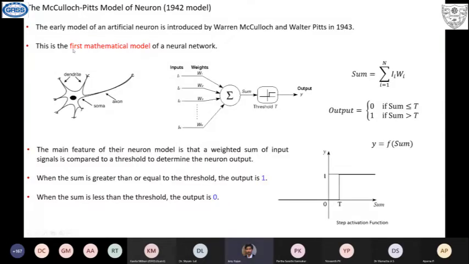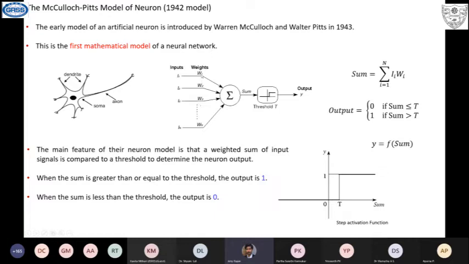This is the first mathematical model that describes an artificial neuron. Here you can see two images. The first one is the biological neuron, and here you can see an artificial neuron. We'll look at the similarity. In the case of a biological neuron, it takes the input through the dendrites, and the equivalent of dendrites in the artificial neuron is these inputs. It can take n inputs, and there is a weight associated with these inputs.